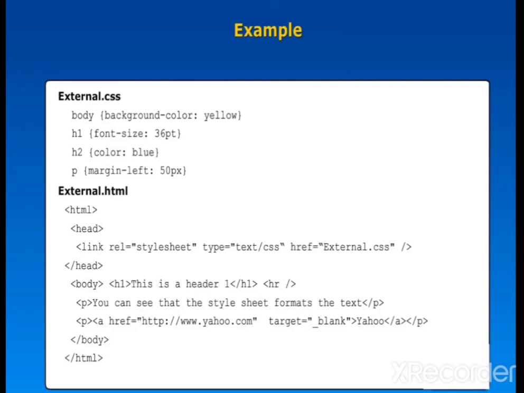In the body section, we mentioned h1 and paragraph tags. For the h1 and paragraph tags, we gave a style in the external CSS. For h1, the font size is 36, and for h2, the font size is as h2 only, but the color is blue. For the paragraph tag, we put a margin of 50 pixels. Let us see whether these styles are reflected in the web page or not. Let us see the output.